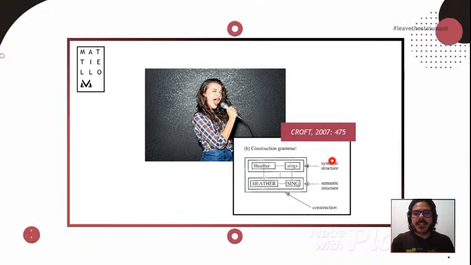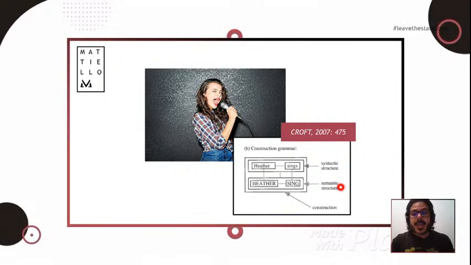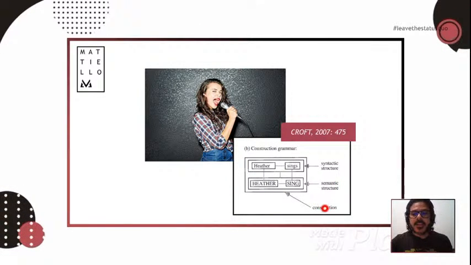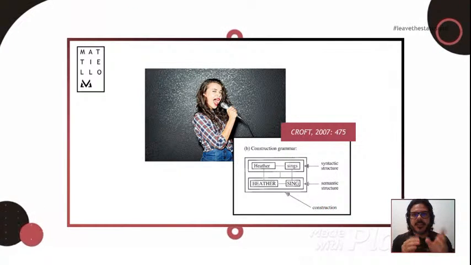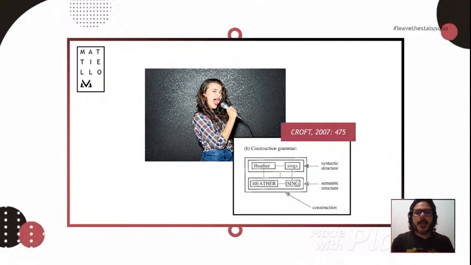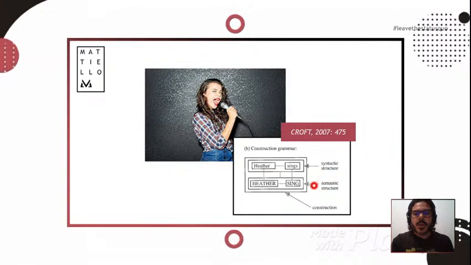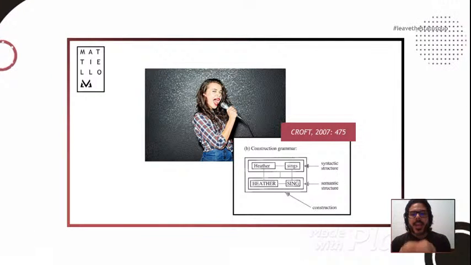We have the syntactic layer, or the syntactic structure, and the semantic structure. And this whole thing is the construction. So let's try to break down the layers, okay, by starting with the semantic structure. We have the semantic structure. This is the concept that we have.